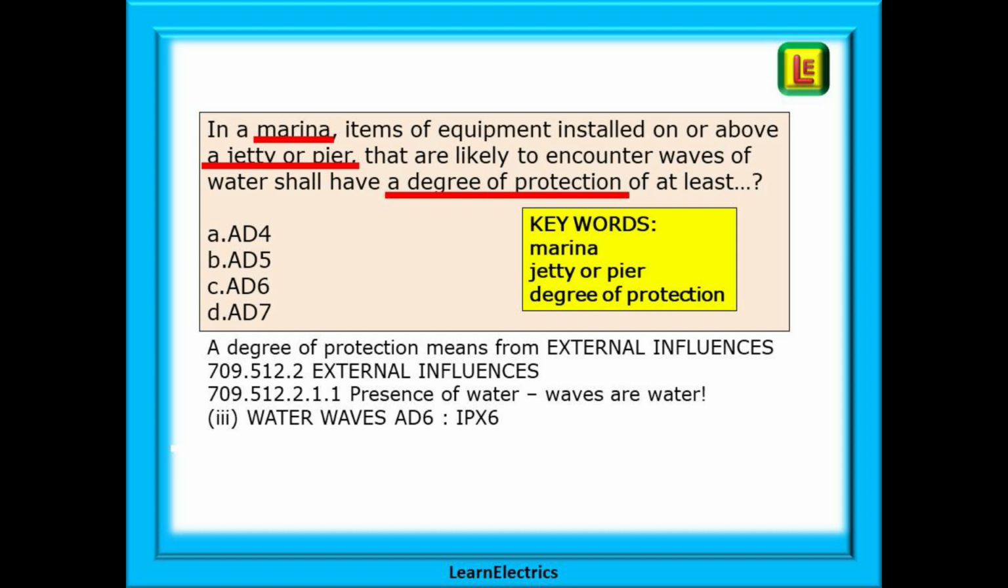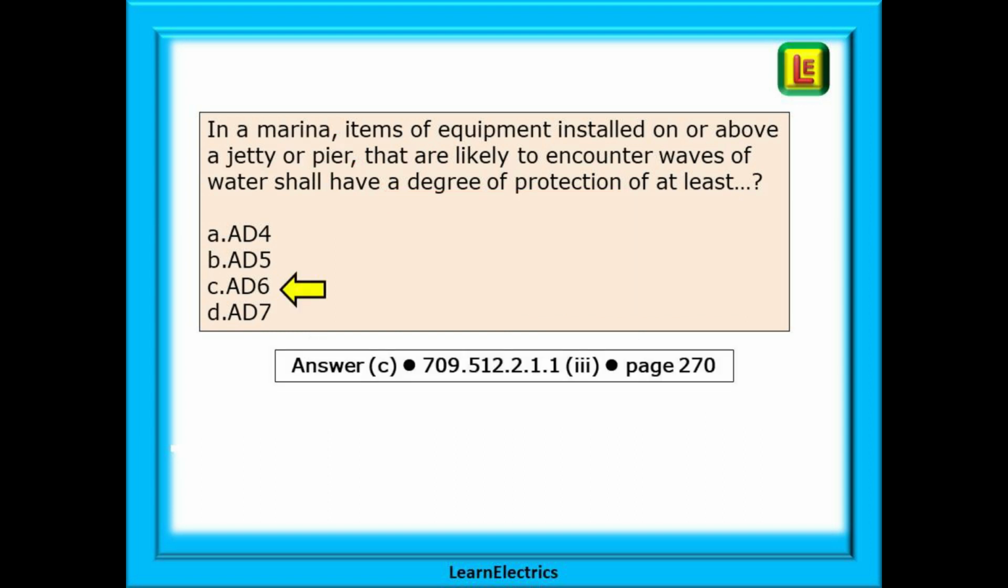709.512.2 is external influences. And within that regulation is 709.512.2.1.1, presence of water, and waves are water. So item 3 is your answer, water waves AD6, sometimes called IPX6. And our answer must be C, protection against water waves is AD6.